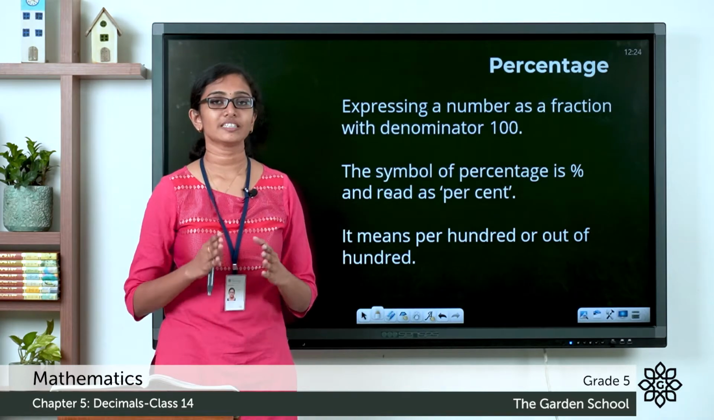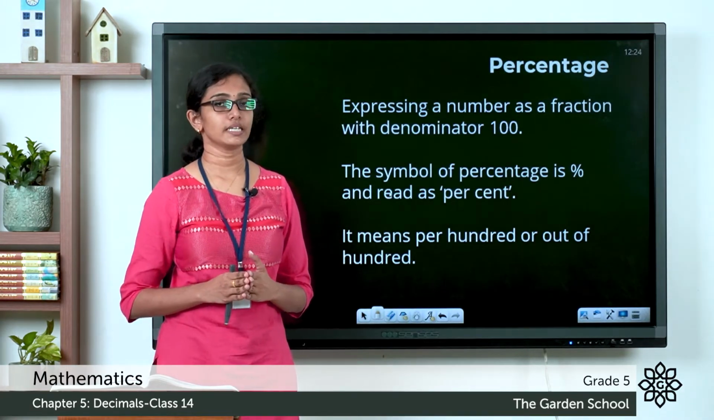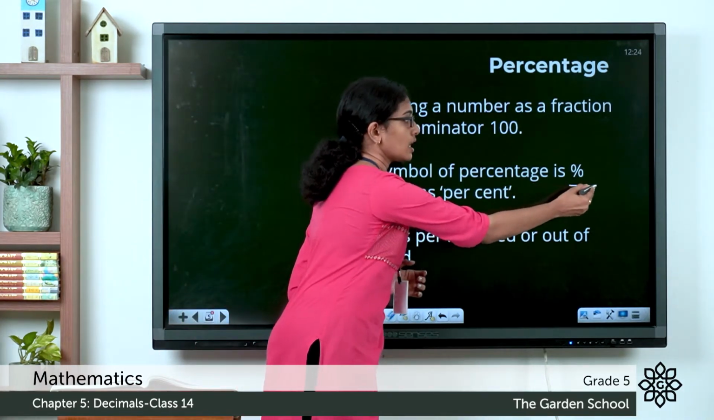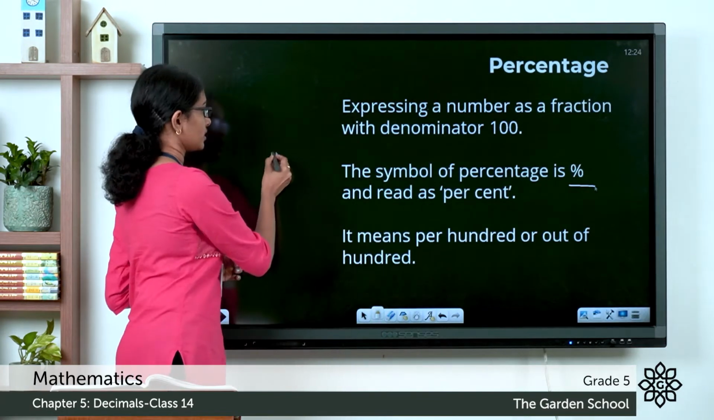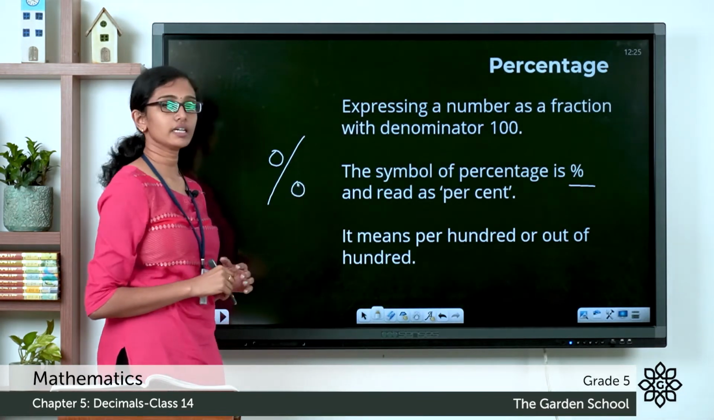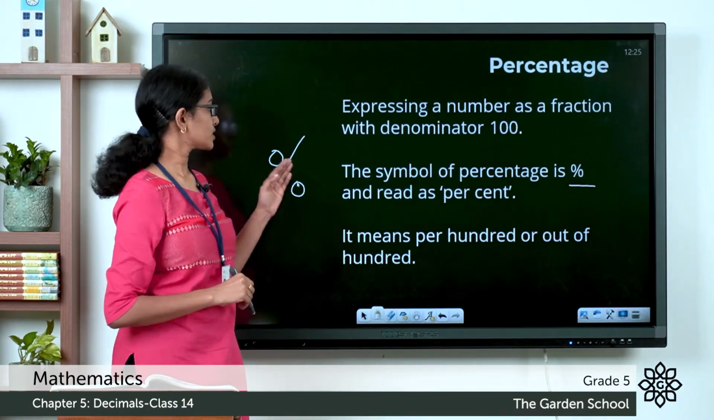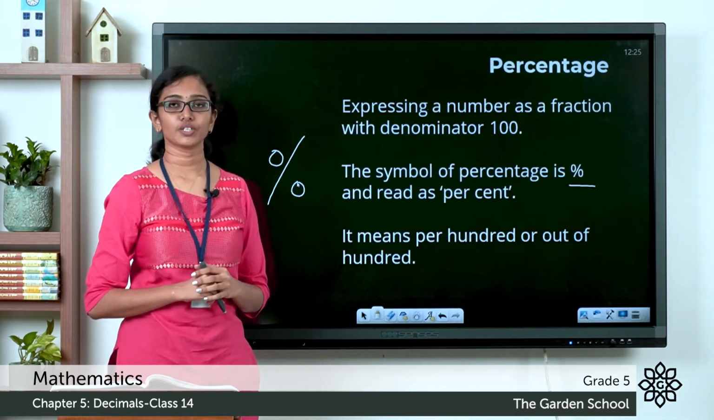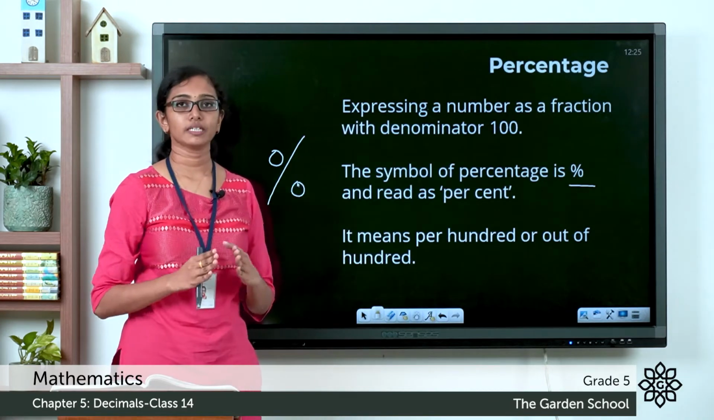There is a symbol that we use to express percentage. This is that symbol. How do you write this symbol? You write like this. You draw a bar and again a zero like this. So this is the symbol of percentage and it is read as percent.